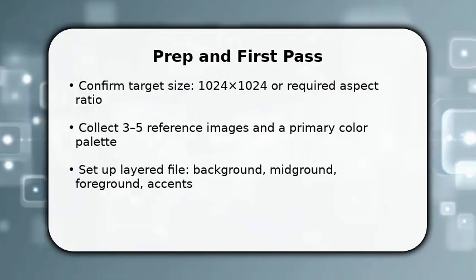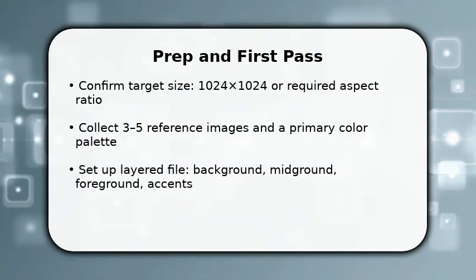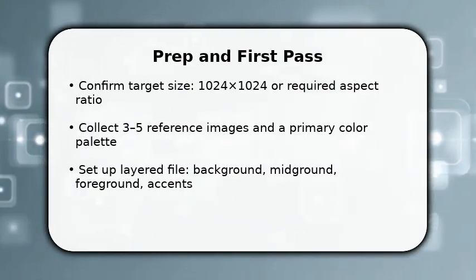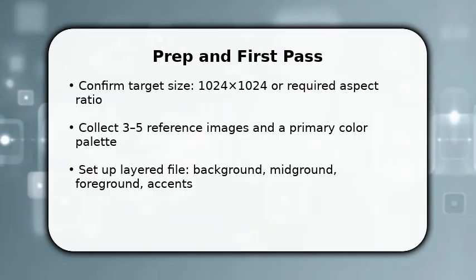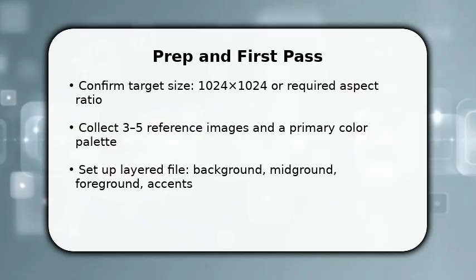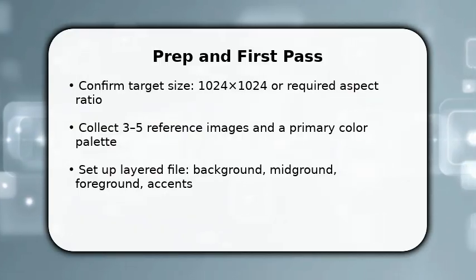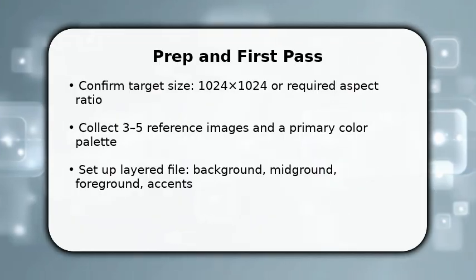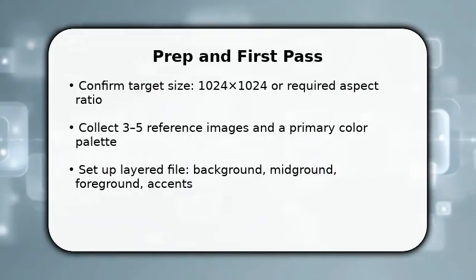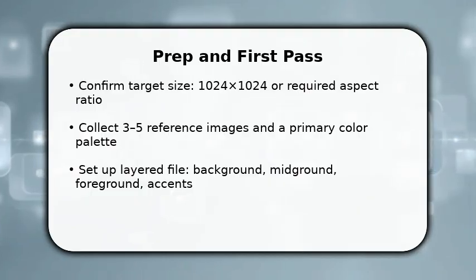You start by locking down the essentials: image size, references, and palette. Open a new layered file and create labeled groups for background, midground, foreground, and accents so you can work non-destructively. Once done, sketch a loose composition over a low-opacity reference layer. Focus on big shapes and visual flow rather than details.